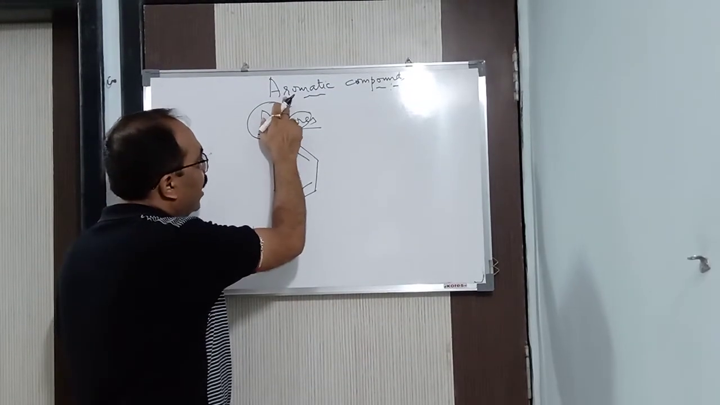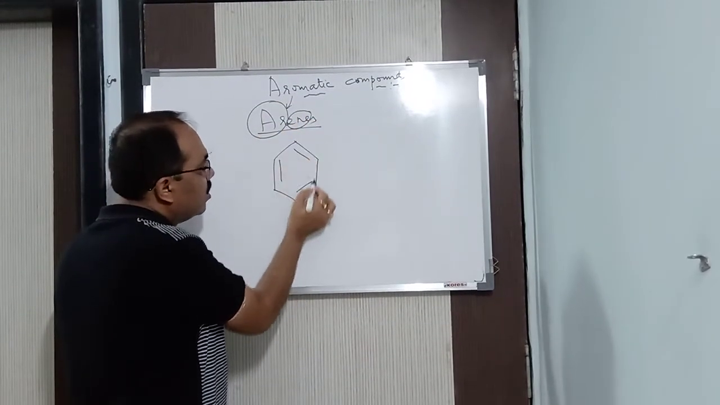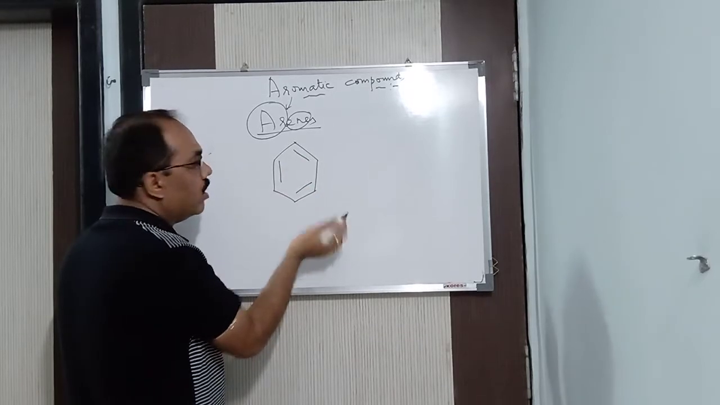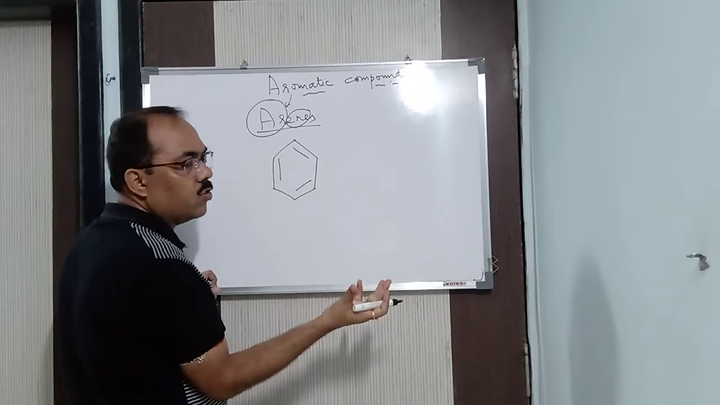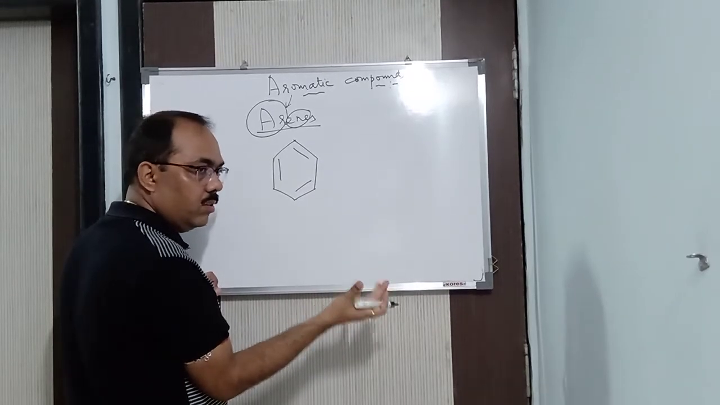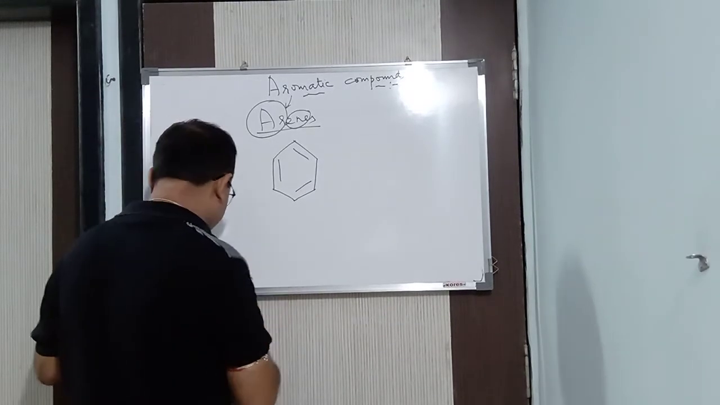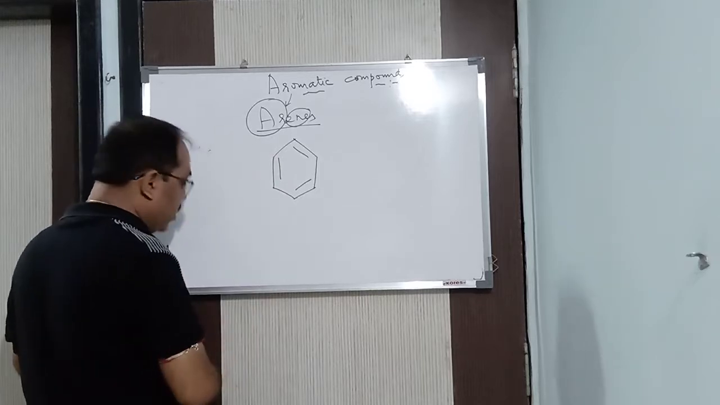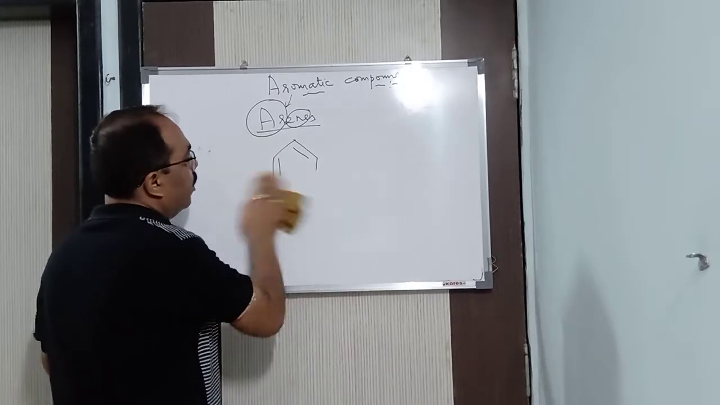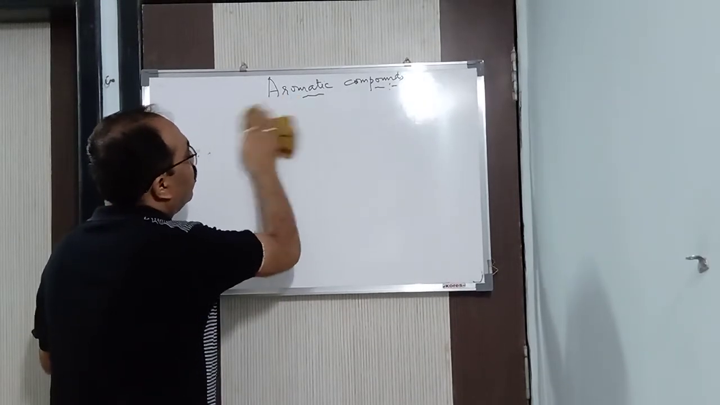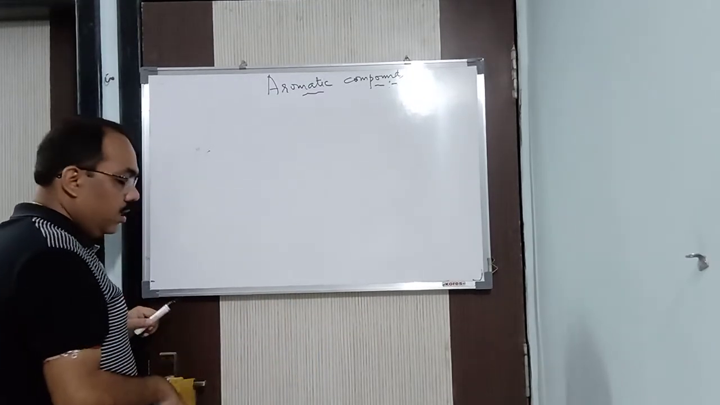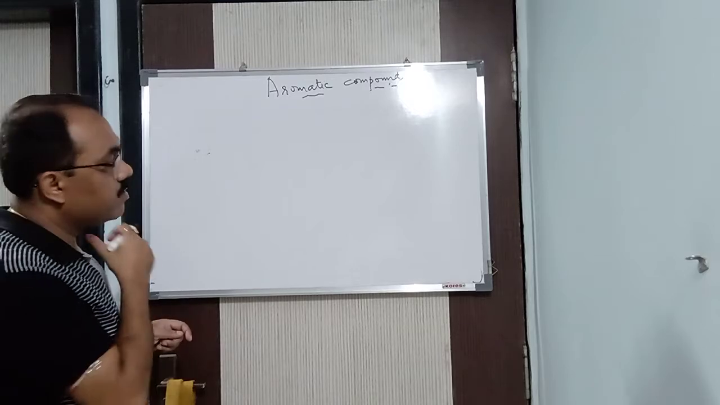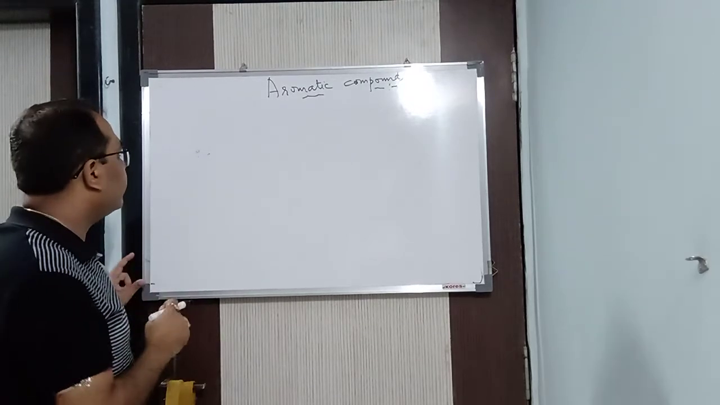AR has come from the word aromatic and ENE, as you can see, alternately single and double bonds are there. Hence we call it arenes. So aromatic compounds are otherwise also known as arenes. So we are going to study the nomenclature of these aromatic compounds. It's very important, because we have already completed aliphatic, alicyclic, and finally we are coming to aromatic.